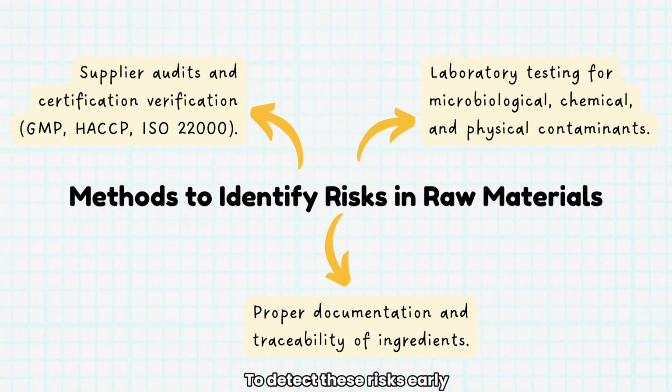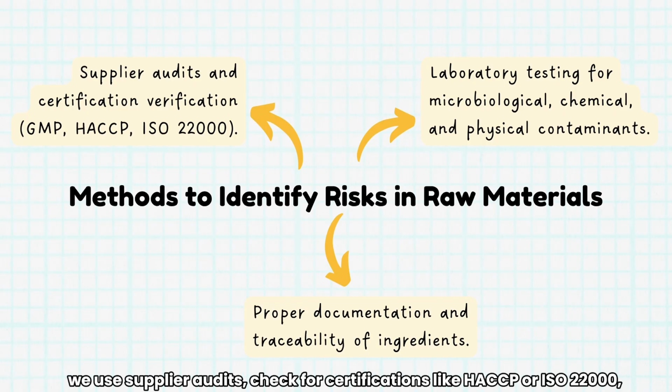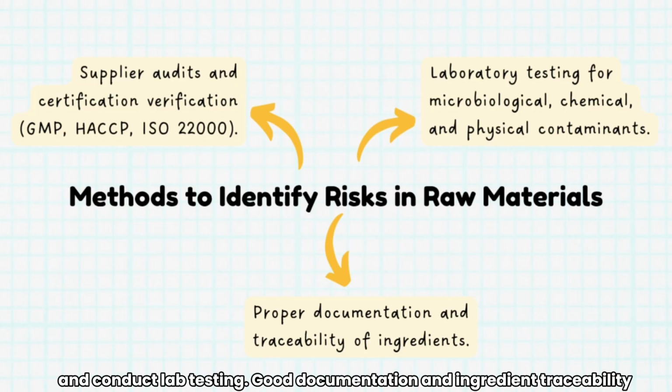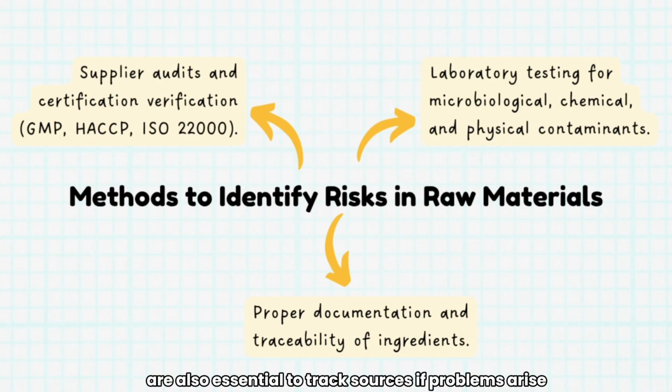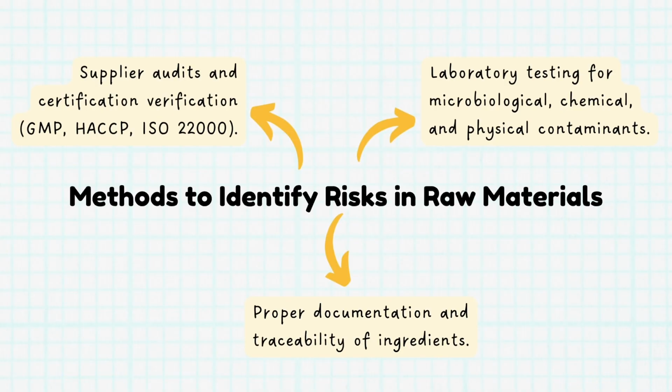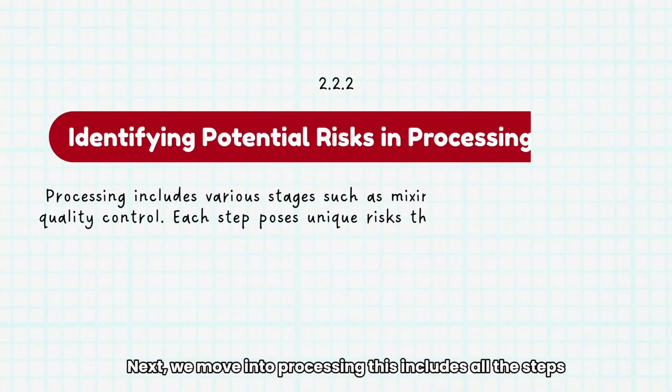To detect these risks early, we use supplier audits, check for certifications like HACCP or ISO 22000, and conduct lab testing. Good documentation and ingredient traceability are also essential to track sources if problems arise. Next, we move into processing.